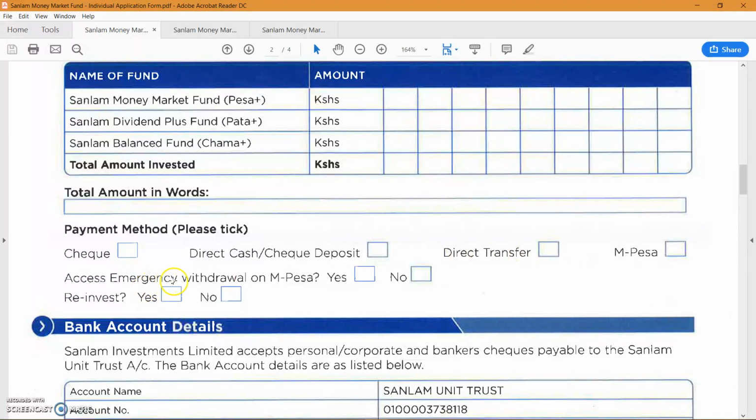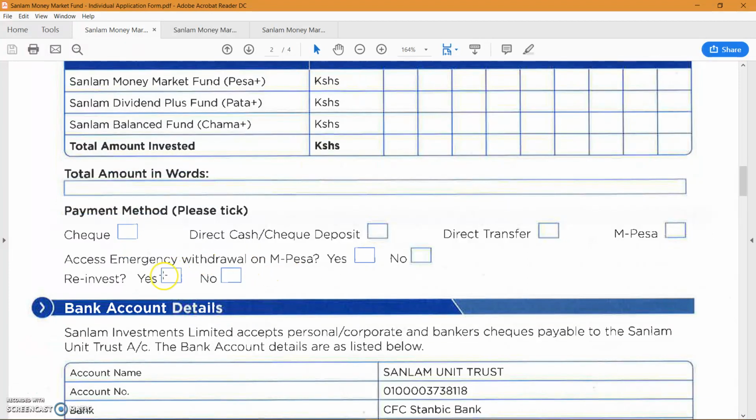And then obviously one of the purposes of money market funds is emergency withdrawal. So for emergency withdrawal, take M-Pesa, because again you need that money in e-money form if need be. We obviously want to reinvest our interest so that we can take advantage of the power of compounding.